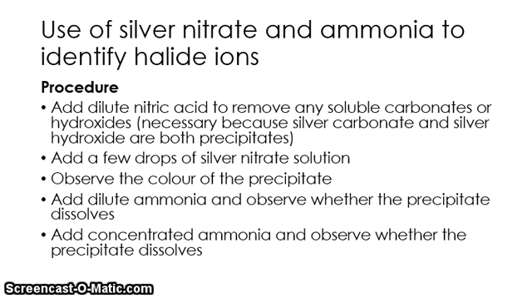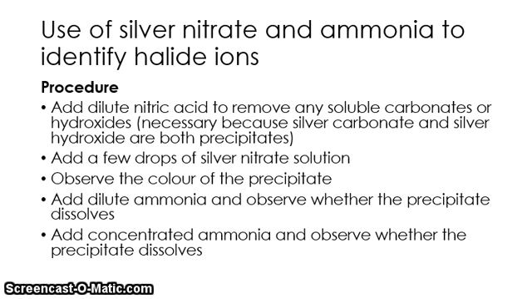So the procedure is, first of all, you have to add dilute nitric acid, and the reason you do this is to remove any soluble carbonates or hydroxides, because if you've got carbonate or hydroxides dissolved in your solution, then when you add silver nitrate, the silver nitrate will react with the carbonate or the hydroxides to give silver carbonate and silver hydroxide, and both of these are insoluble, so you get a precipitate. So this will give you a false positive. So we have to add the dilute nitric acid to make sure that we are testing just for the halide ion.